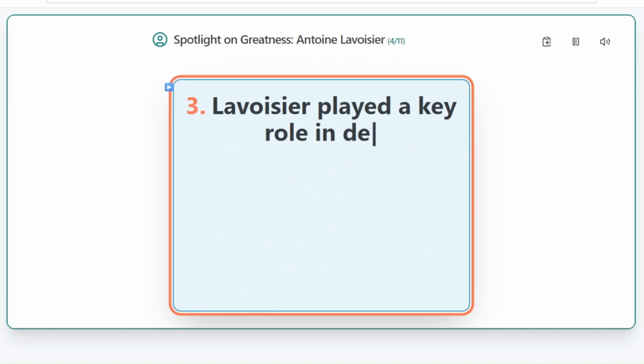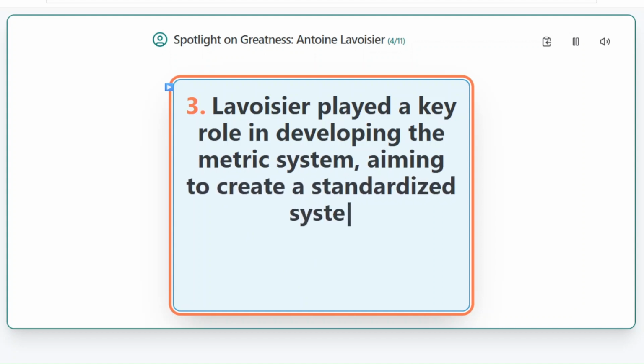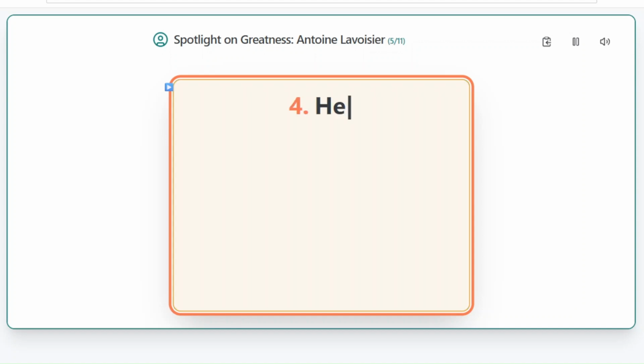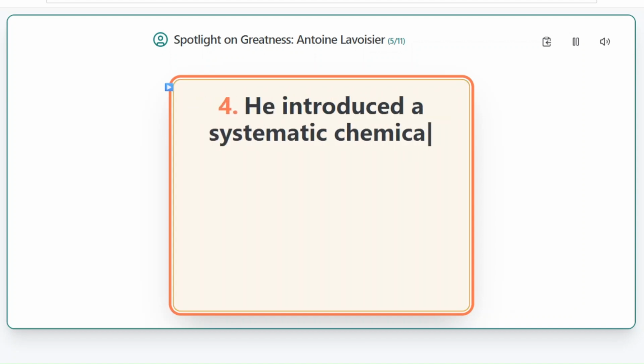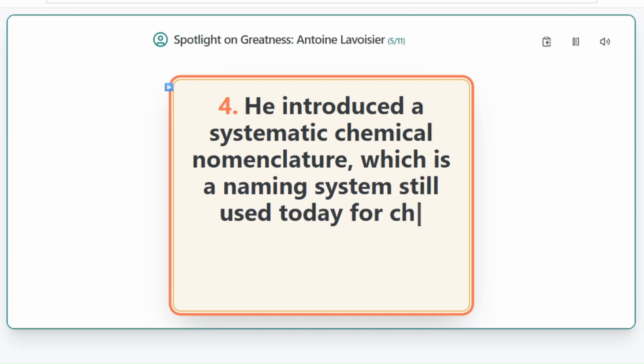Lavoisier played a key role in developing the metric system, aiming to create a standardized system of weights and measures based on decimal units. He introduced a systematic chemical nomenclature, which is a naming system still used today for chemical compounds.